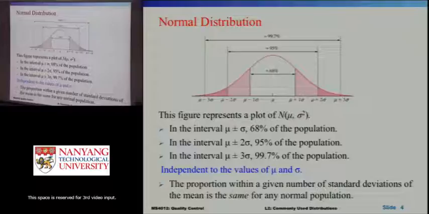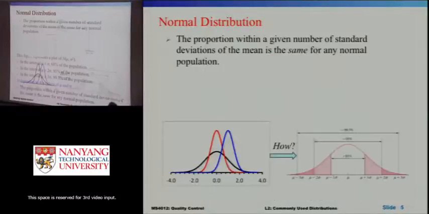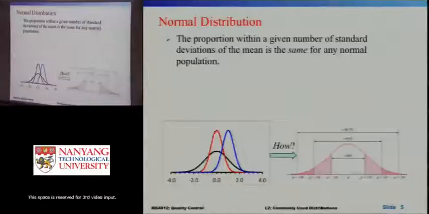So this is the basis for the next slide. Since this area, this probability under the curve, is independent of the values of mu and sigma, that means we just need to solve the problem once, right? Then for any arbitrary normal distribution, we just convert it to this form, right? Then we look at the next slide.